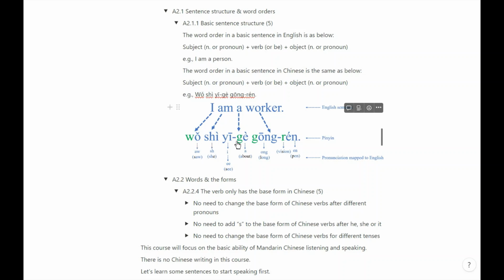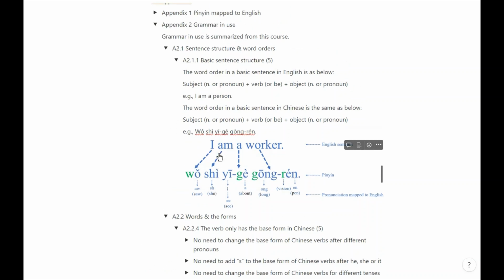For example, the sentence below, I am a worker, will be mapped to 我是一个工人. So I will be mapped to this pinyin 我. Am will be mapped to 是. A will be mapped to 一个. Worker will be mapped to 工人. So in this way, actually, the word order in the basic sentence in Chinese and English, they are the same. That is subject plus verb plus object.